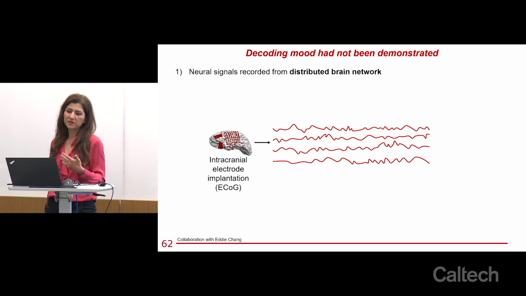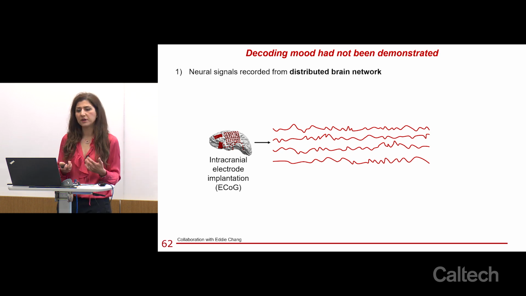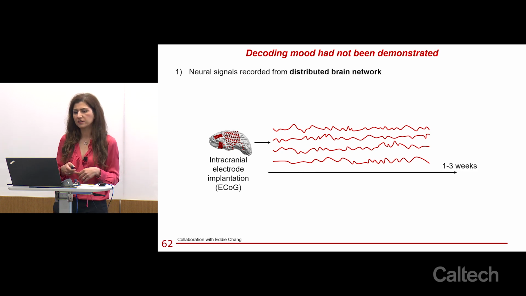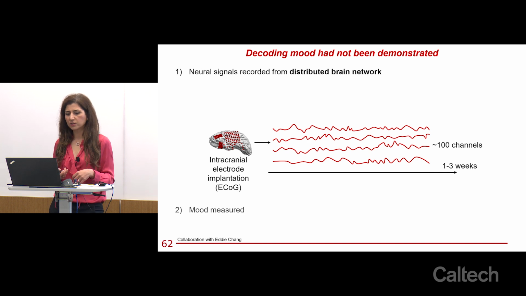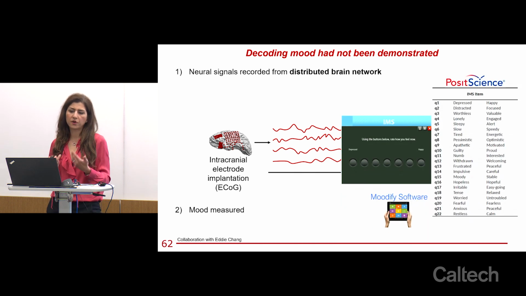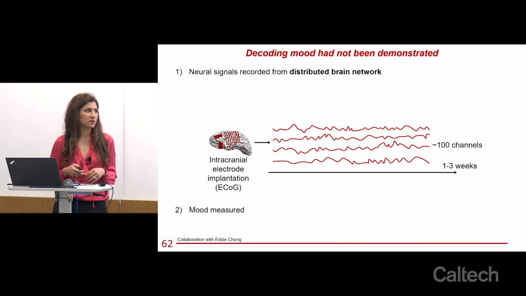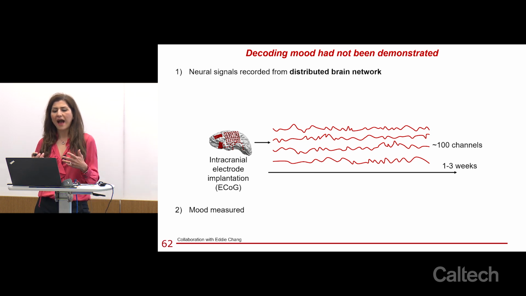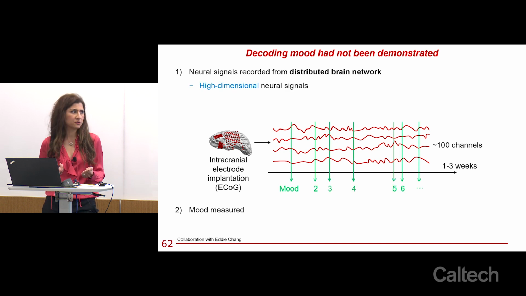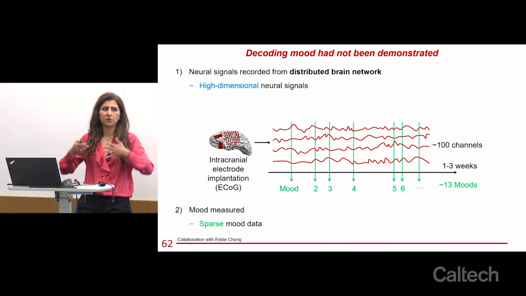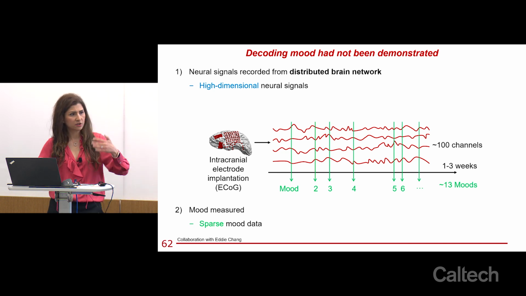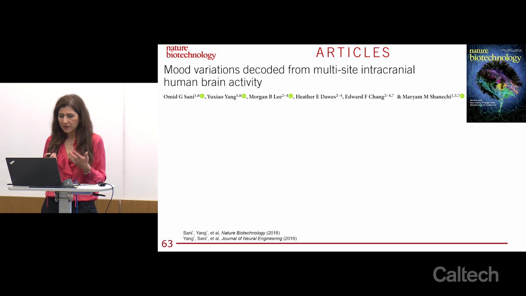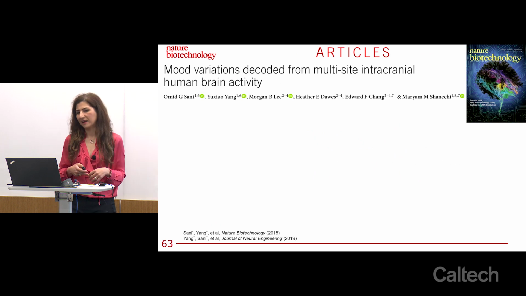So here is some data we collected in epilepsy patients across multiple brain regions, while patients were actually reporting their mood using questionnaires. And this was in collaboration with Eddie Chang, who collected the data sets. And then the question was, how do we fit the decoder using this high-dimensional neural feature space and sparse mood samples that are intermittently up there? So the mood is now our behavioral measure, which is very sparse. So indeed, the dynamical system model allowed us to do this.